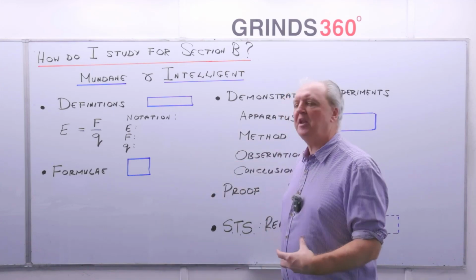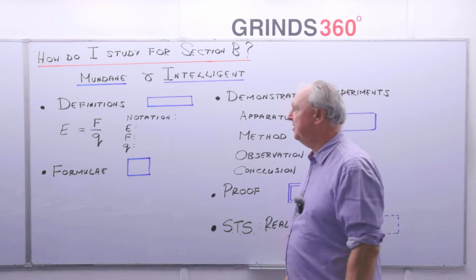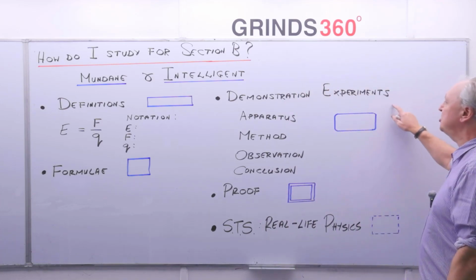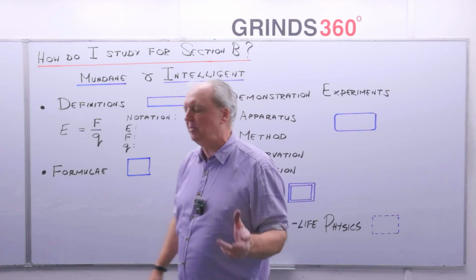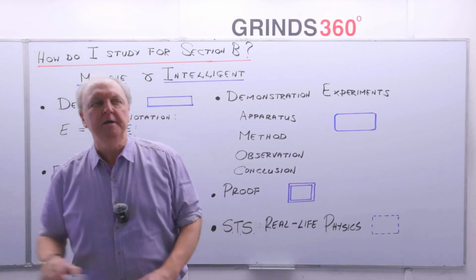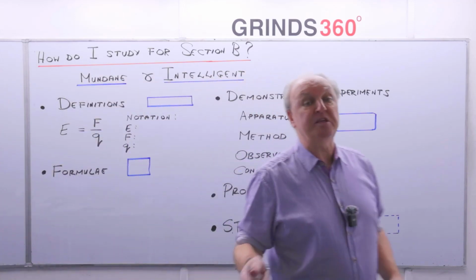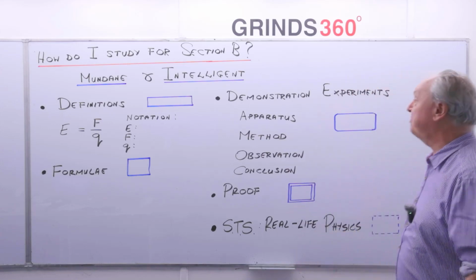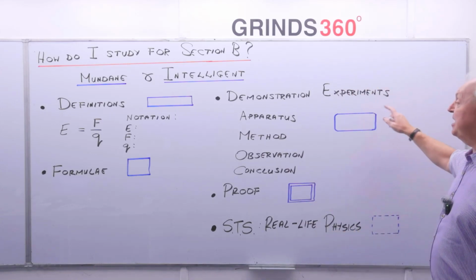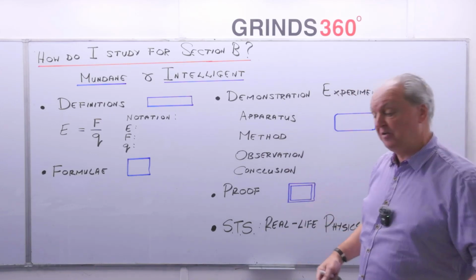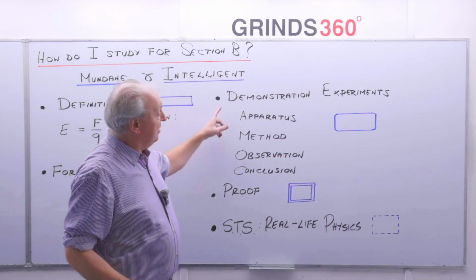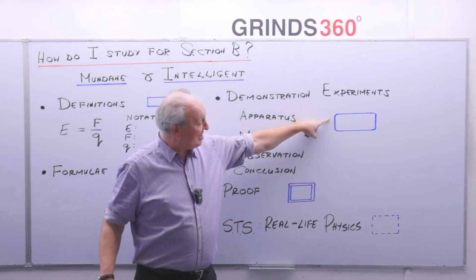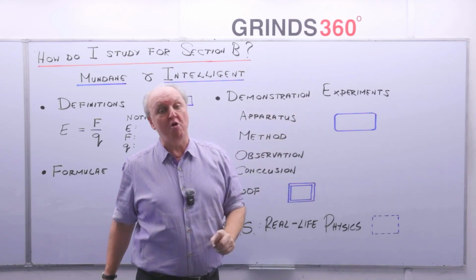What's the next thing I've got to do as part of the mundane? Well, I've got to do demonstration experiments. These are different to the Section A experiments. The Section A experiments are mandatory experiments that you do in the lab. These experiments are just how do you demonstrate the Doppler effect? How do you demonstrate anything on the course? So they're in your notes with boxes like that that have curved corners.